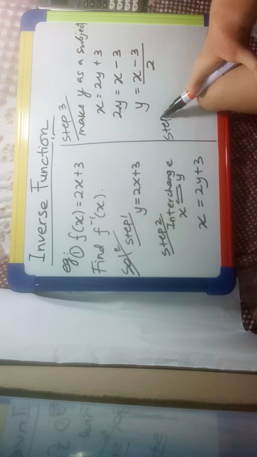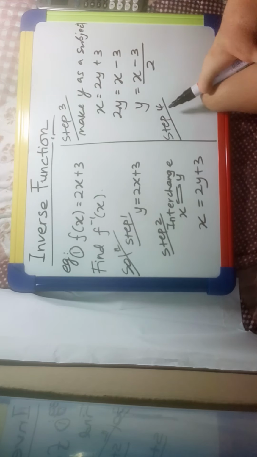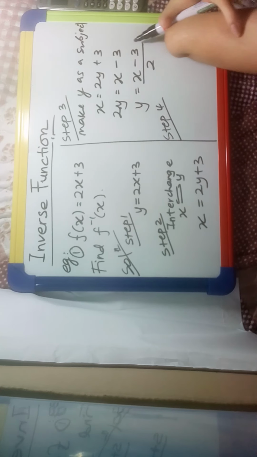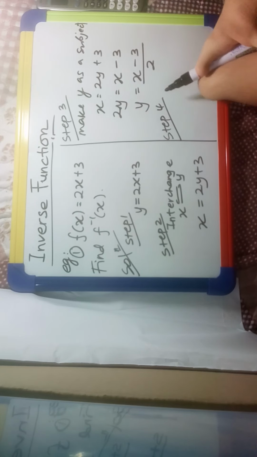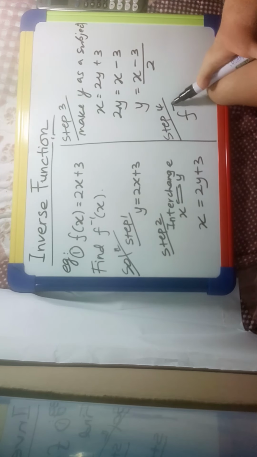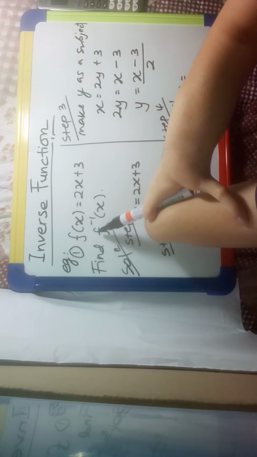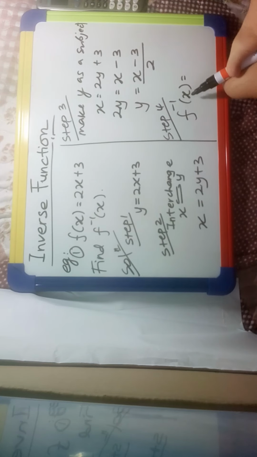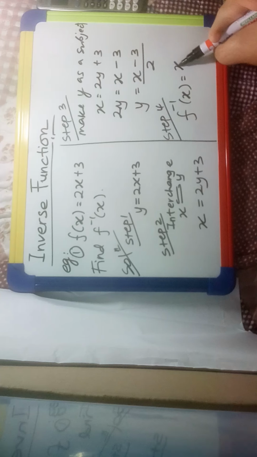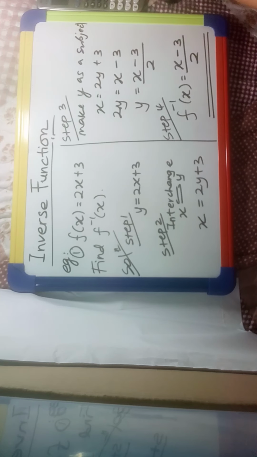Step number 4 will be our final step. We just recopy again this thing, but this time around, this y we are going to change to f inverse of x, because the original question is asking about f inverse of x. So f inverse of x is equal to this thing. Just copy paste. So x minus 3 divided by 2. So this is what we call the inverse function of f(x).